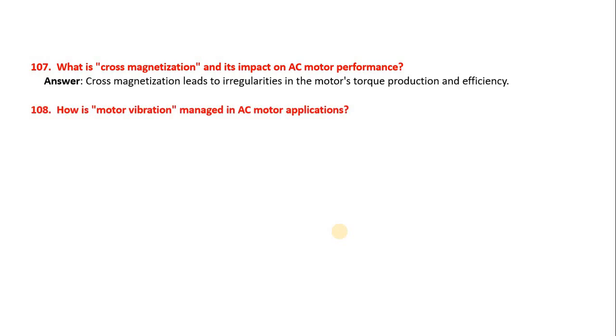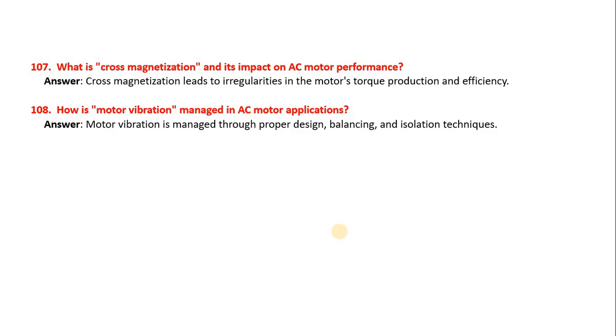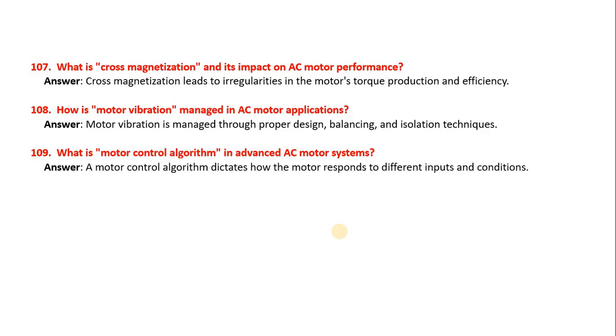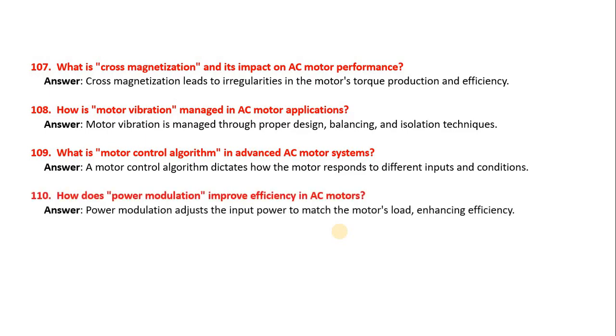How is motor vibration managed in AC motor application? Motor vibration is managed through proper design, balancing and isolation techniques. What is the motor control algorithm in advanced AC motor system? A motor control algorithm dictates how the motor responds to different input conditions. How does power modulation improve efficiency in AC motors? Power modulation adjusts the input power to match the motor's load and energy efficiency.